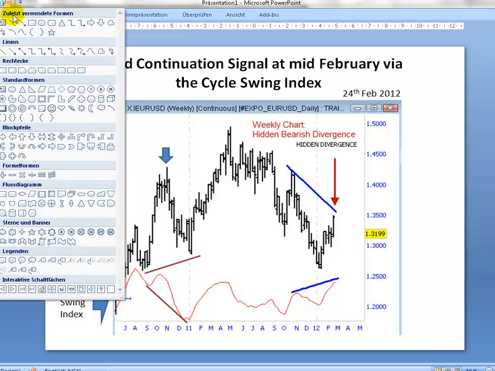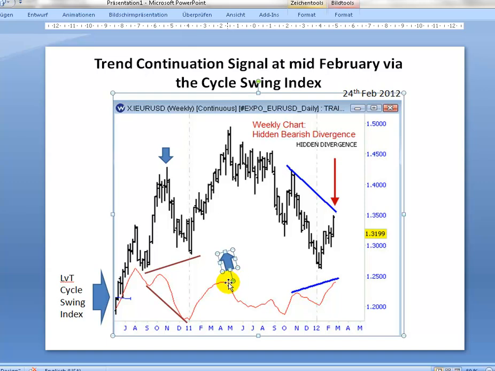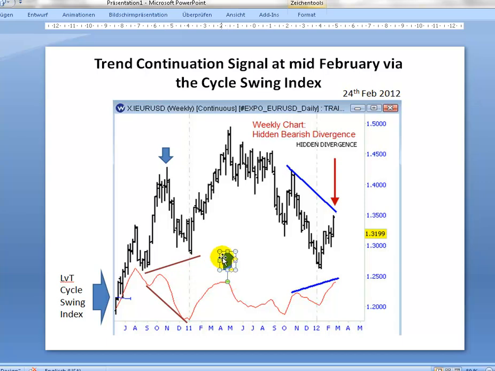So this was a clear signal to go long, based on the hidden divergence shown in the indicator. And this is what I wanted to show, that this indicator is able to highlight every big market move, and we can just move on and see that you will be able to get each turning point. So the next point comes here, and even this was signaled by the cycle swing.